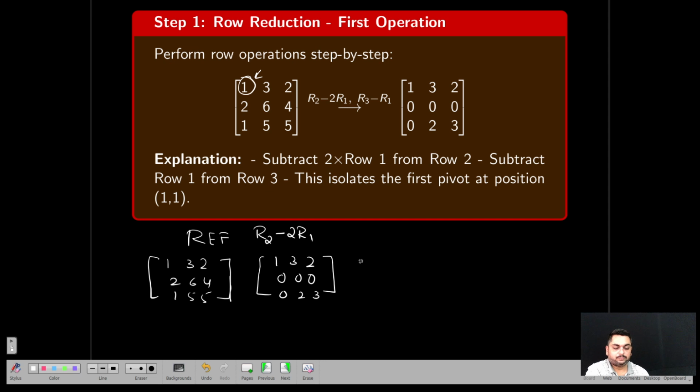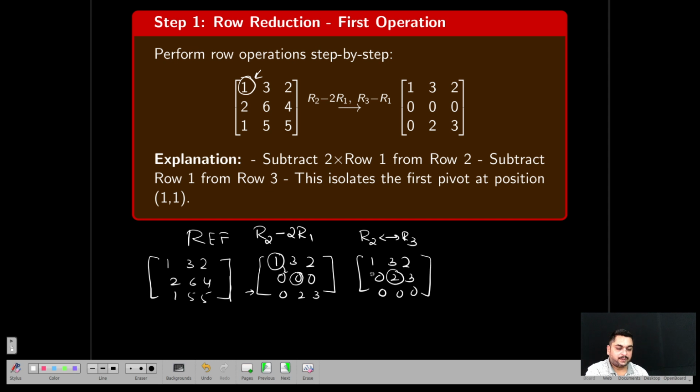Okay. Now, the element below this is 0, that's fine, but this element should be 0, 1. Okay, and then this row has to come to the last row. So swap them. So just swap R2 and R3. Then I will get 1, 3, 2, 0, 2, 3, 0, 0, 0.